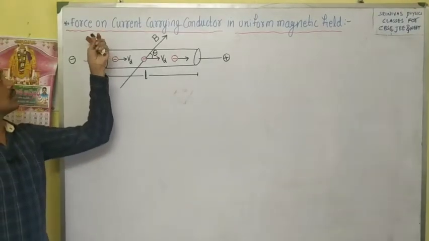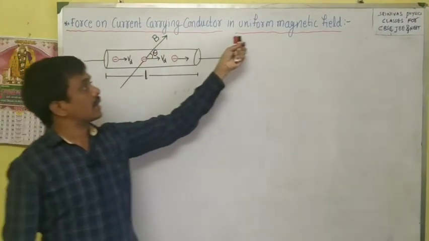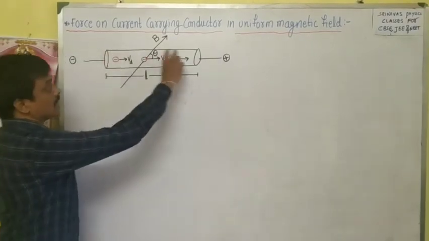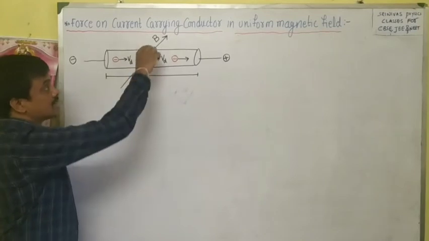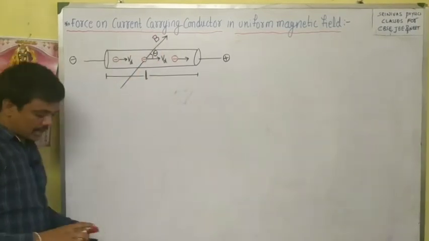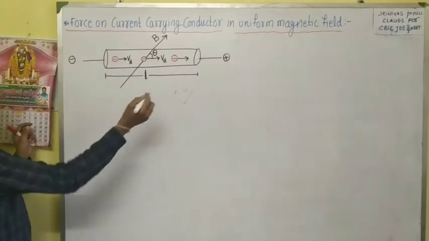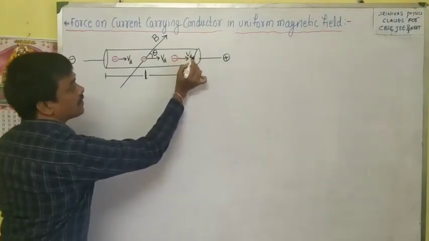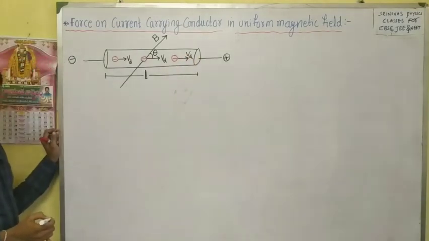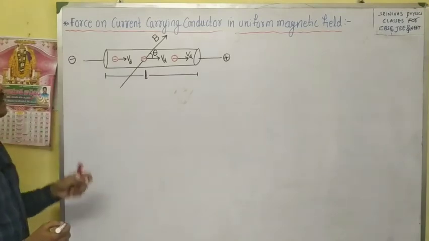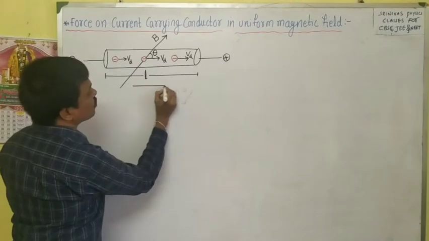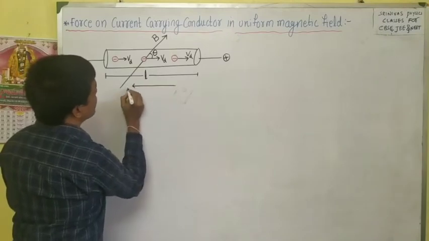Today's topic is force on a current carrying conductor in a uniform magnetic field. For example, this is a current carrying conductor, and we are placing it in the magnetic field. Consider a conductor that carries current I. It is placed in a magnetic field of induction B. Current I flows through this wire, right?